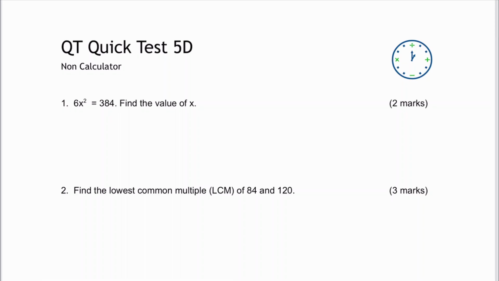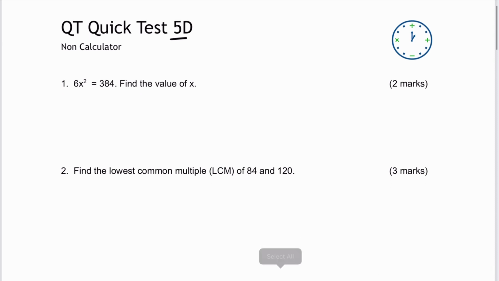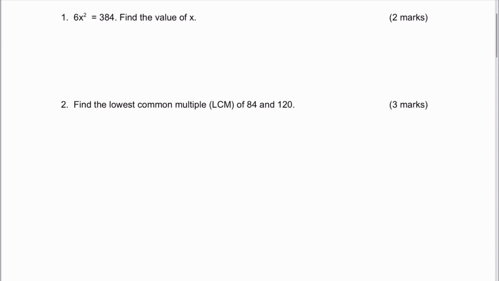Hi, in this video we're going to be aiming at roughly grade 5. Don't worry too much about the D, it just means that A, B and C are available to you on 3-minute maths. Okay, so please do stop the video, have a go at each of these questions. So the first one is we've got a value of 6x squared equals 384, find the value of x. So the first thing I'm going to do is divide 384 by 6 and I'm actually going to get 64.